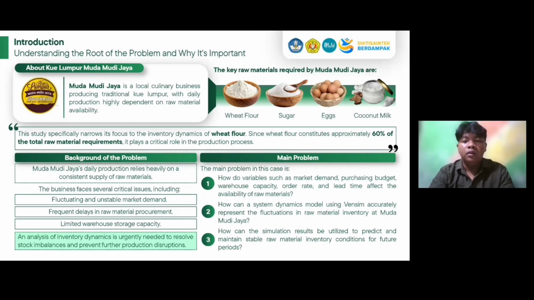Based on this issue, this study addresses three main research questions regarding the factors affecting inventory, development of a system dynamic model, and the use of simulation results to maintain inventory stability. Next.